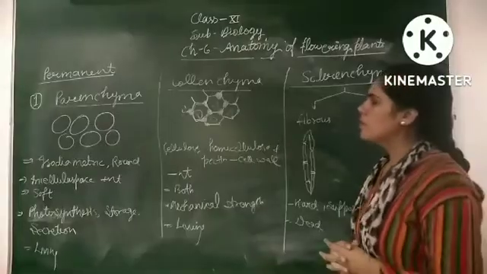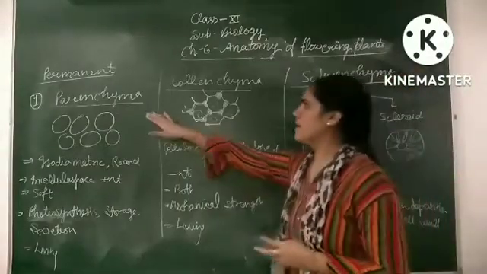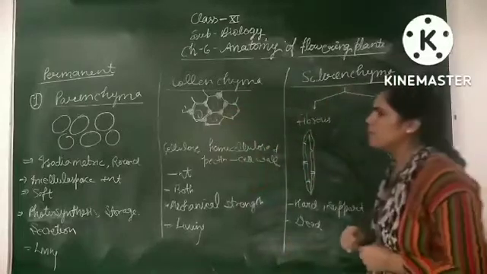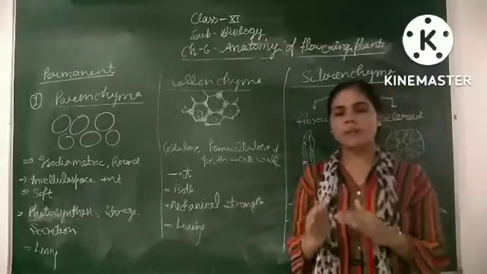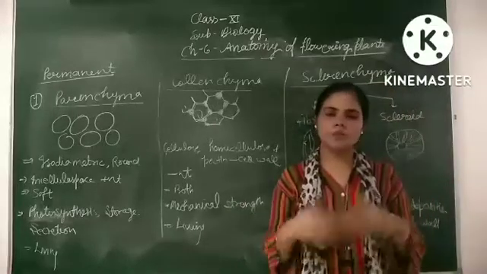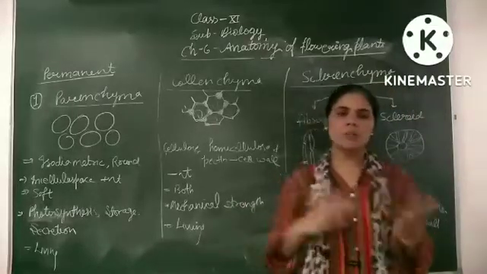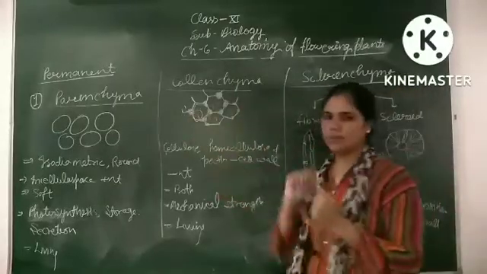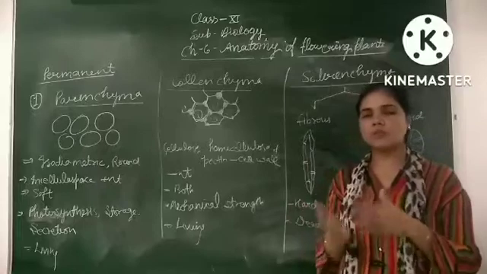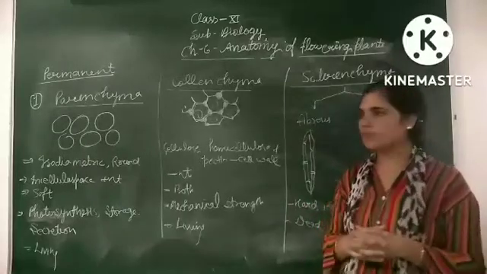Permanent tissue. Permanent tissue is also of three types: parenchyma, collenchyma and sclerenchyma. Permanent tissues are basically made up of meristematic tissue. When the meristematic cells lose the capability to divide, these cells become permanent cells. On the basis of their functions, they are of three types. So basically permanent tissue arises from the meristematic tissue.